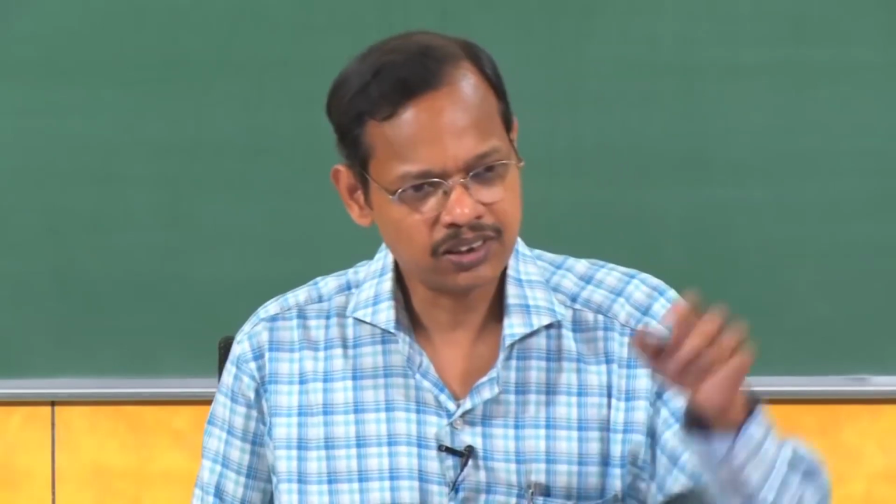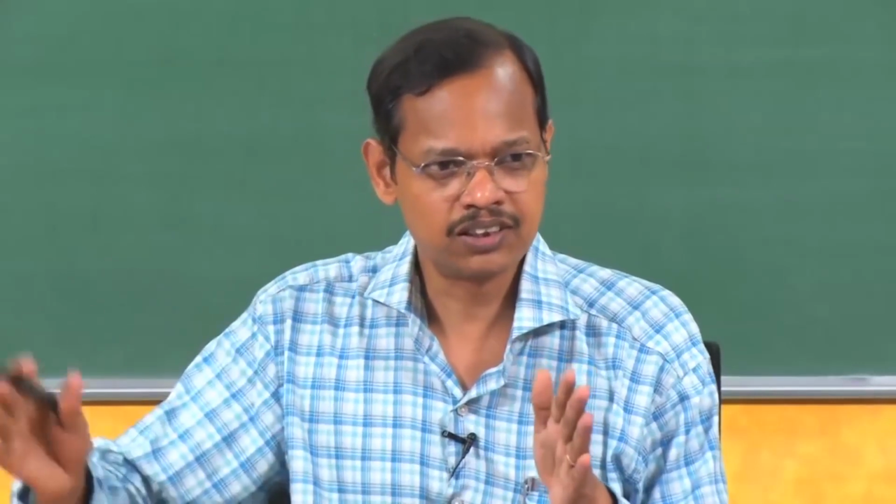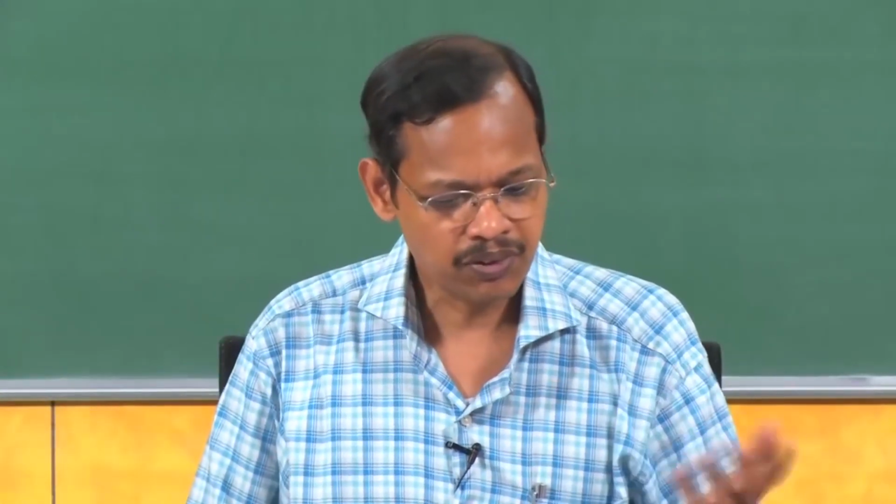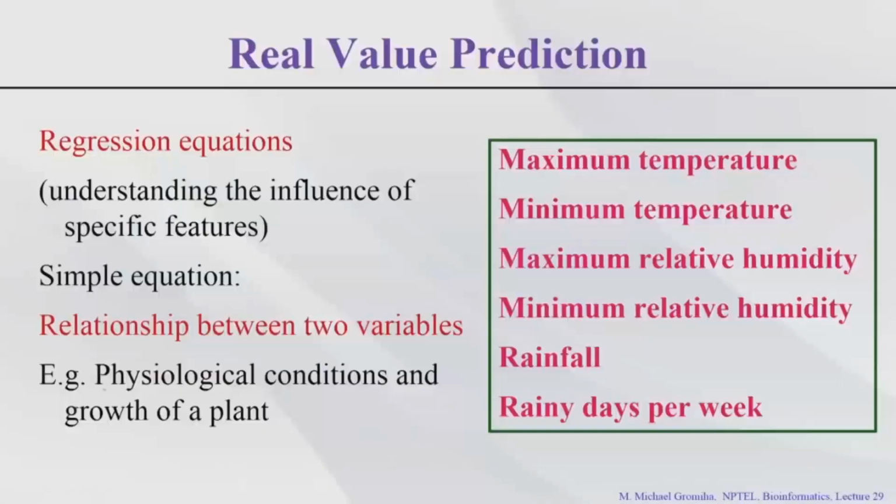Now, the next one is real values. For example, if you have a binding affinity of 0.2 kilocalorie per mole or a stability of 1.2 kilocalorie per mole, how can we do that? In this case we can use regression equations. On the y axis you can see your experimental data, and on the x axis you can see the various important features. For example, if you want to relate physiological conditions to the growth of a plant, this is very important in the agriculture field.